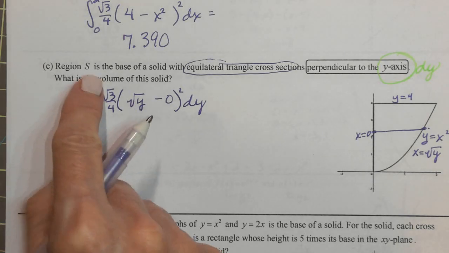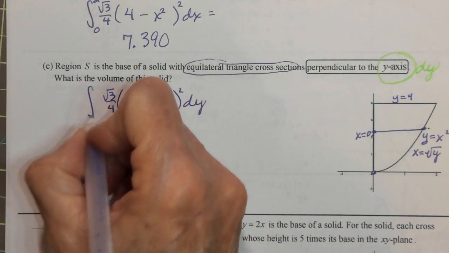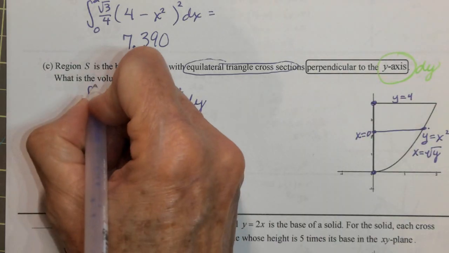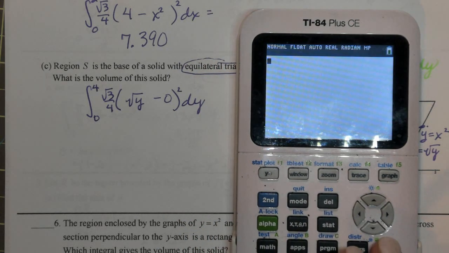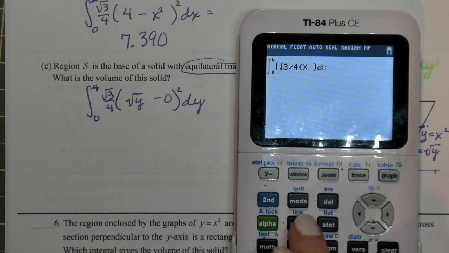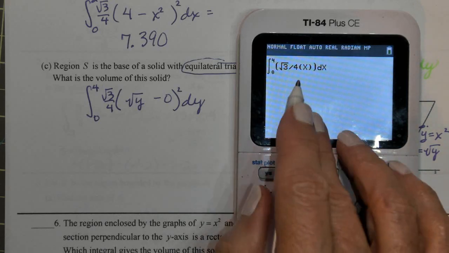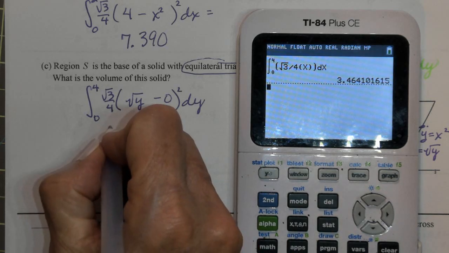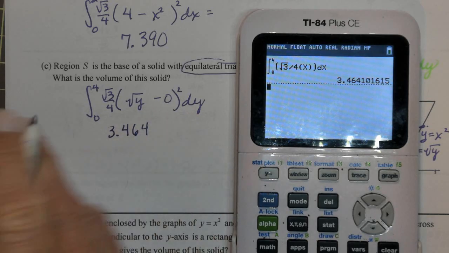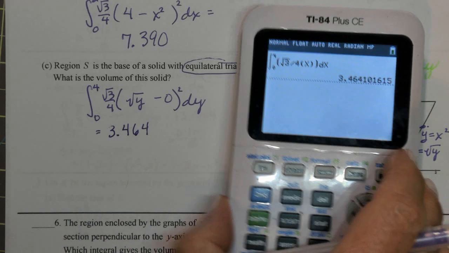And now we need y boundaries. What is our lowest y value? 0. What is our highest y value? 4. To our calculator we go. Math 9, 0 to 4, square root 3 over 4 times the square root of y squared. The square root of y squared is just y. I'm going to write it as an x because my calculator doesn't know if I'm using x's or y's, and x is easier to reach. 3.464. And that's how you do a dy.